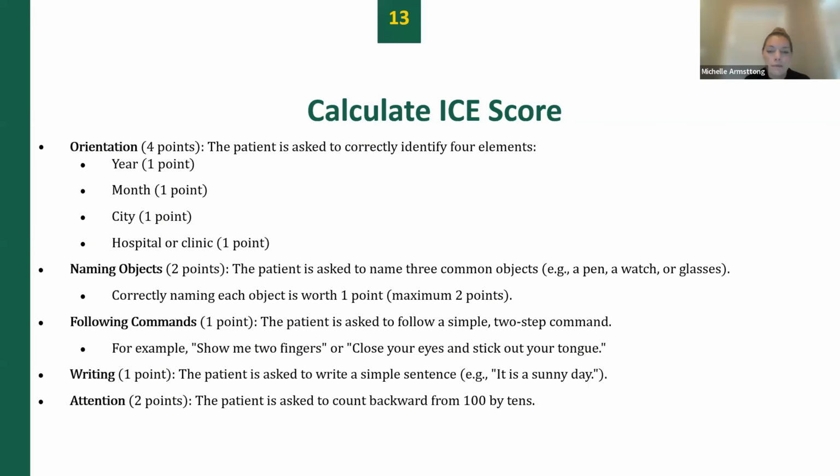So you can ask them to show you 2 fingers, close your eyes and stick out your tongue, shake my hand, that type of thing. And then before you have ever administered any type of therapy or cells, you ask the patient to write a simple sentence. That way you get a baseline of their handwriting. And then with each I-score, you ask them to continue to write that sentence.